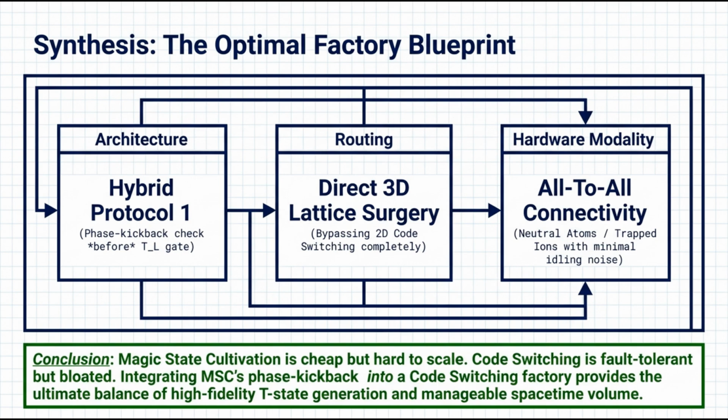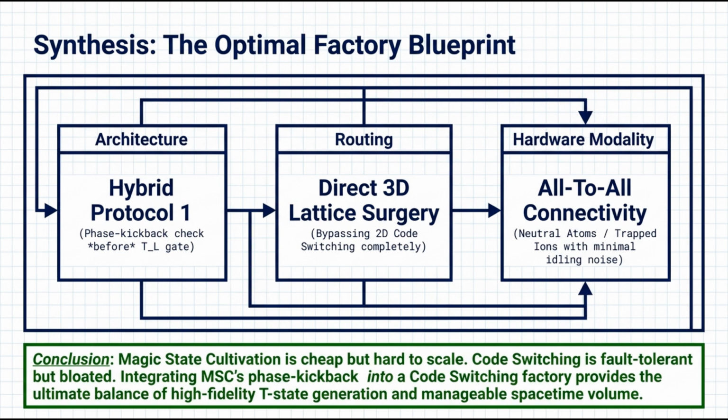This slide synthesizes the research findings into an optimal magic state factory blueprint. The most resource-efficient architecture combines hybrid protocol 1, utilizing a pre-gate phase kickback check, with direct three-dimensional lattice surgery to completely bypass the intermediate two-dimensional code switching step.